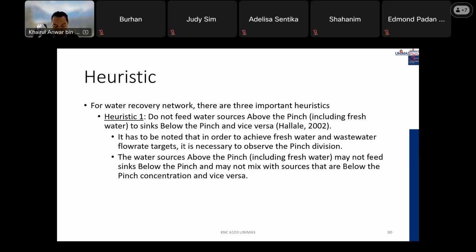It has to be noted that in order to achieve the fresh water and wastewater targets, it is necessary to observe the pinch division. The water sources above the pinch, including fresh water, may not be fed below the pinch and may not mix with the sources that are below the pinch concentration, or vice versa. So anything above the pinch must not be fed below the pinch, including the water source. That is heuristic number one.